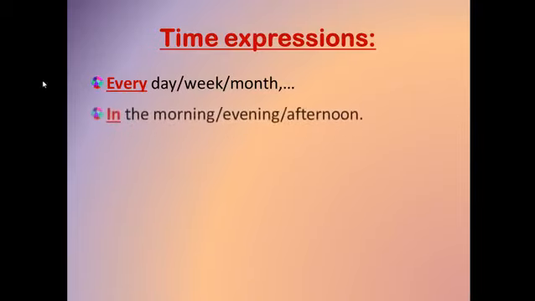Now time expressions are, like we say, keywords. If I find them in a sentence, I'll know that I have to use the present simple here. So the first keyword or hint is every. Okay, every day, every week, every month. For example, I brush my hair every day. Okay, so this is something that happens every day. This is a habit, a repeated action, so I use the present simple.